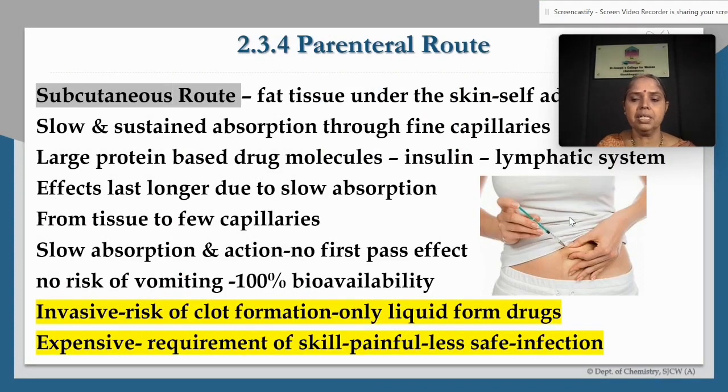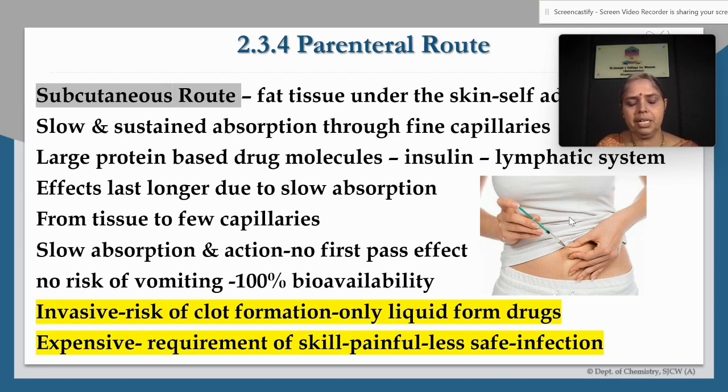Next, another parenteral route is subcutaneous. If you have elders in your family, your grandparents, you must have seen them administering insulin through the abdomen or some place where there is fat. Simply through a small needle, the drug is introduced right beneath the skin, beneath the skin where there is a lot of fat.